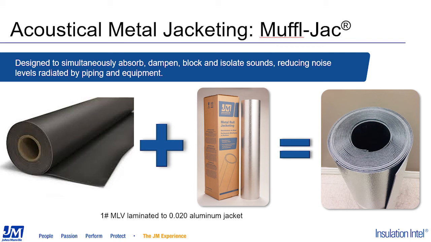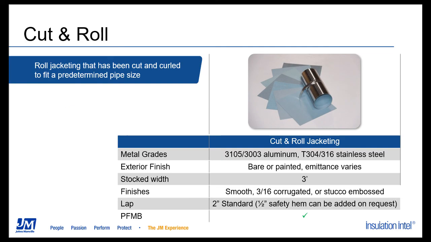Our next product is our cut and roll metal jacketing. Cut and roll comes in the same metal alloys, exterior surfaces, and finishes as our roll jacketing. This product line is really identical to our metal roll jacketing, except that it is pre-cut in our factory to fit around insulation of a specified size. The cut and roll includes a standard 2-inch overlap at the longitudinal joint, and a half-inch safety hem can be added if so specified.